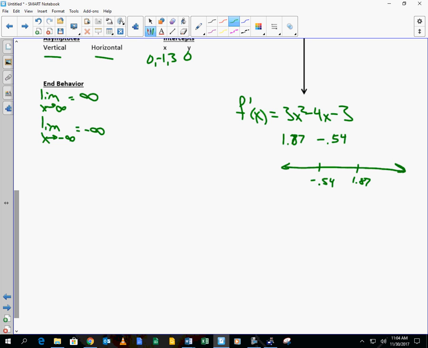I want you guys to know that when I first taught this class, we would always do interval testing, meaning we would actually plug points in. But it's easier to just look at the graph. So that makes a parabola, writes it up or upside down, goes through those two spots, so I'm positive, negative, positive. That was easy. So what have I learned? What has that told me?